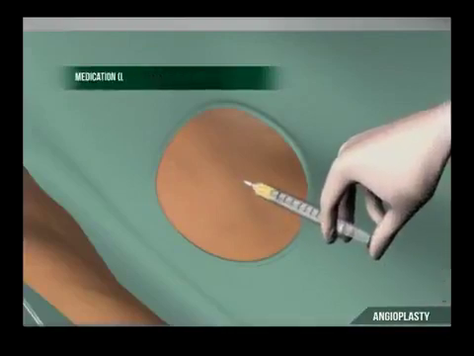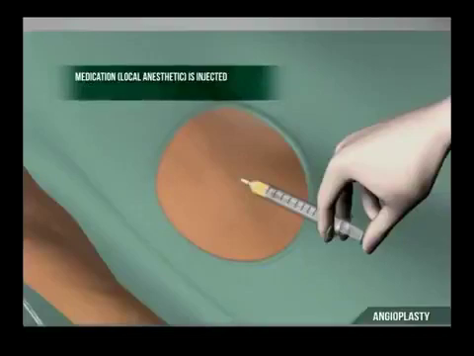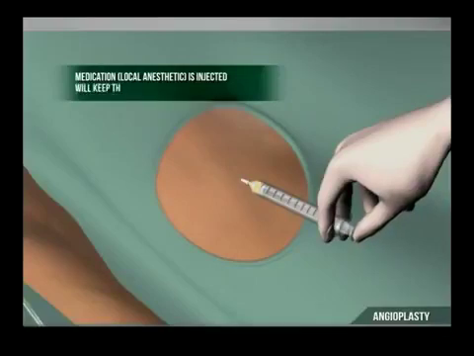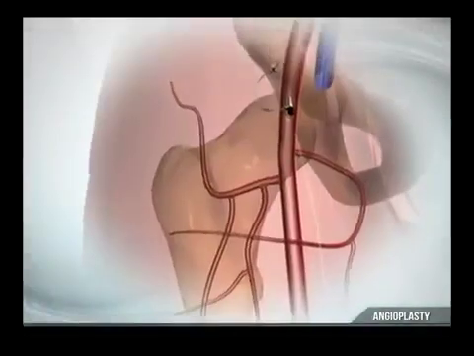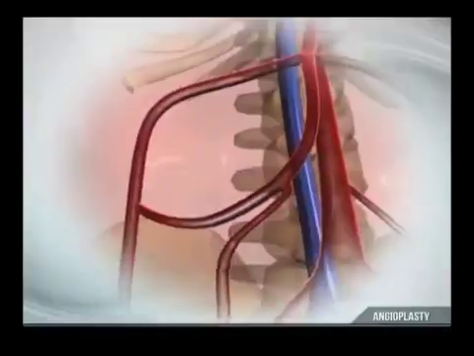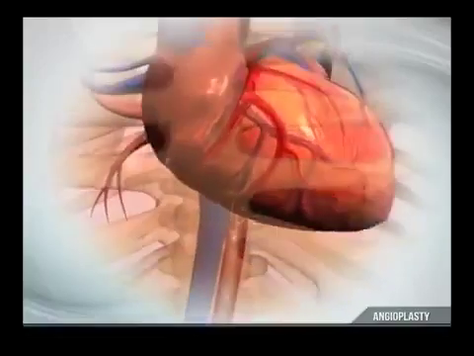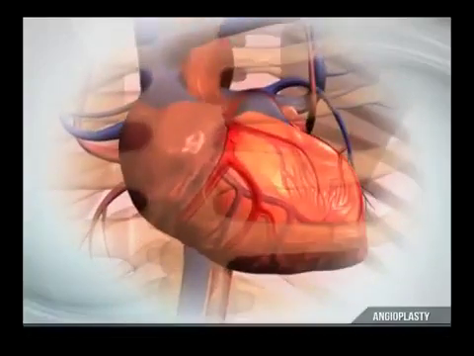A numbing medication, local anesthetic, is injected into the skin over the blood vessel of the thigh or the arm. This may feel like a mild sting, which lasts only a few seconds and will keep the area pain-free. The blood vessel is punctured with a needle and a thin guide wire is inserted into the artery and advanced towards the blocked segment of the coronary artery.